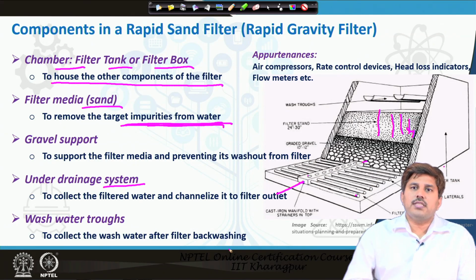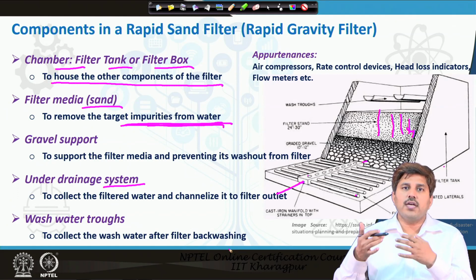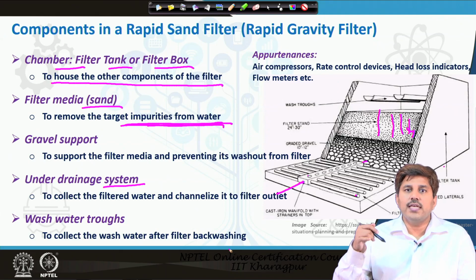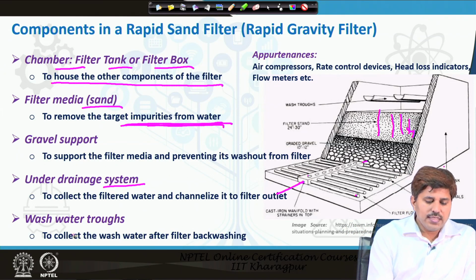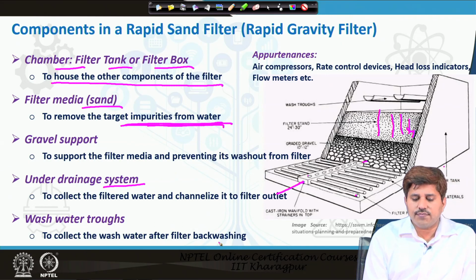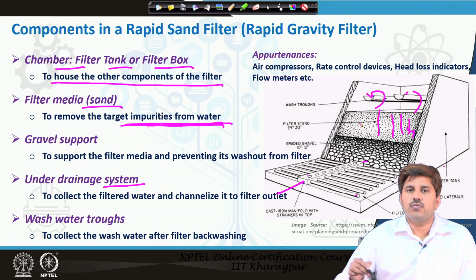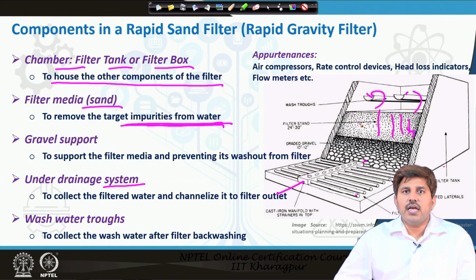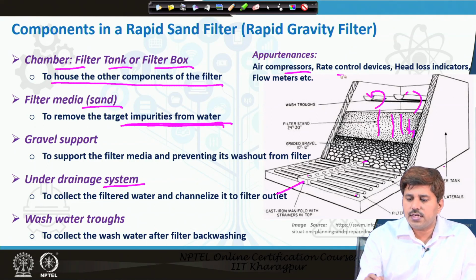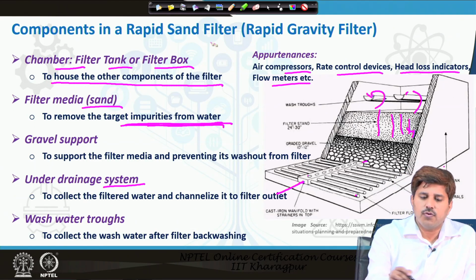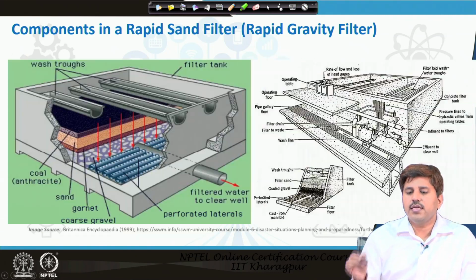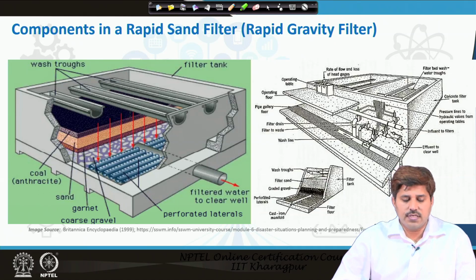So, the under drainage system is aimed to collect the treated water, and it also aims to provide the water during the backwashing. Okay. So, these are the two roles. Then wash water troughs collect the wash water after the filter backwashing. There will be wash water troughs at the top, and when we backwash the filter, this backwashed water is collected into these troughs. Apart from that, we will have various other appliances like air compressors, rate control devices, head loss indicators, and flow meters. These kinds of things might also be there in a typical rapid sand filter.